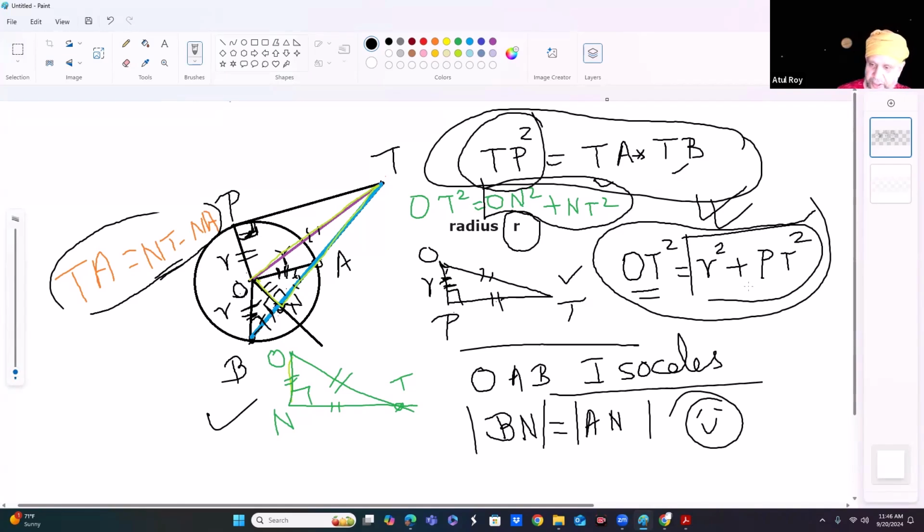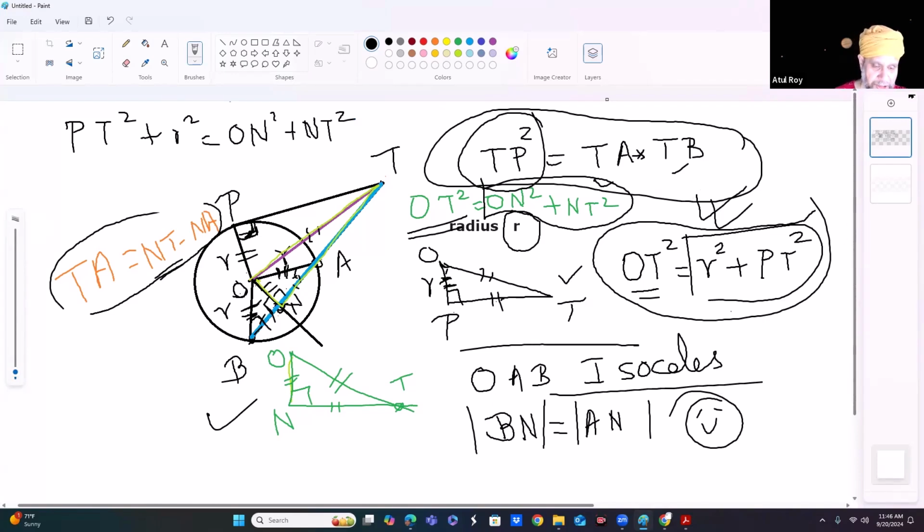So what you get here is this, PT square plus r square equals how much? That equals ON square plus NT square, because that's another format of the value of OT square, right? Okay, so we got all these. Now we have ON square, and we have to relate it with something that we know.